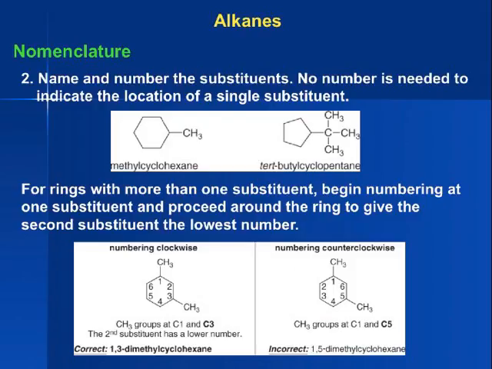Now, if we have more than one substituent, numbers start to matter. If you put 2 methyl groups, for example, on a cyclohexane ring, it matters.